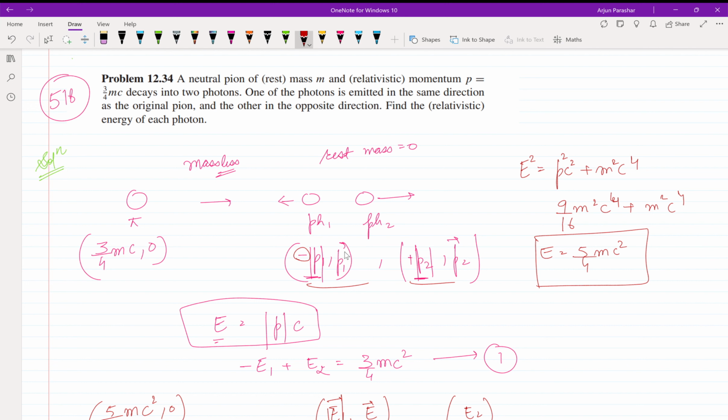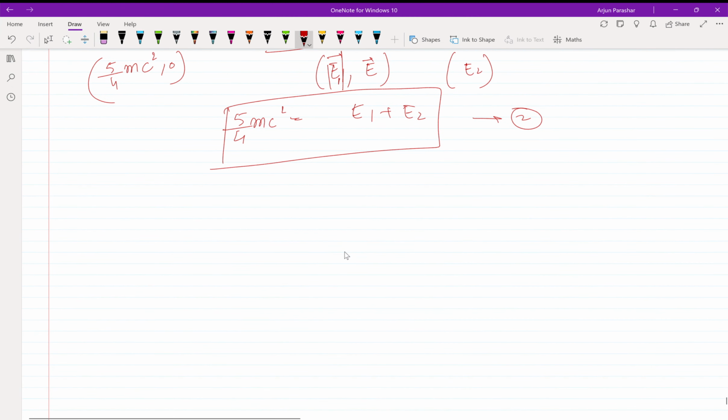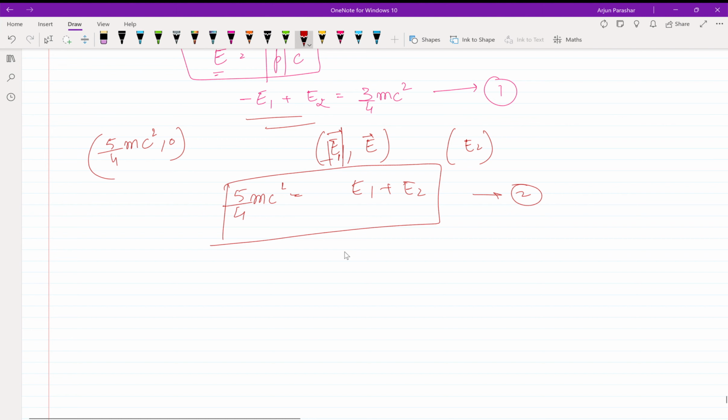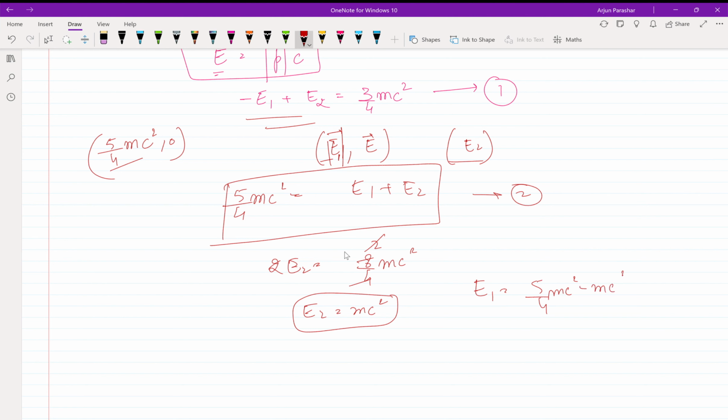You can simply say that from momentum conservation this is equal to this plus this, and simply put P1 and P2 as E1 and E2. Now again for energy conservation, the energy for the first photon plus the second photon is equal to the energy for the pion. So on solving these two equations, 2E2 is equal to 8/4 mc square. So E2 comes out to be mc square simply, and E1 from this equation, if E2 is this, 5/4 mc square minus mc square, E1 is equal to 1/4 mc square.